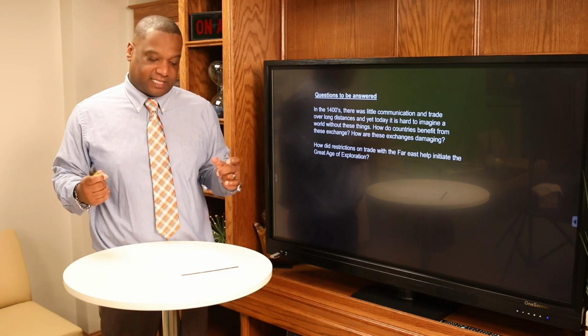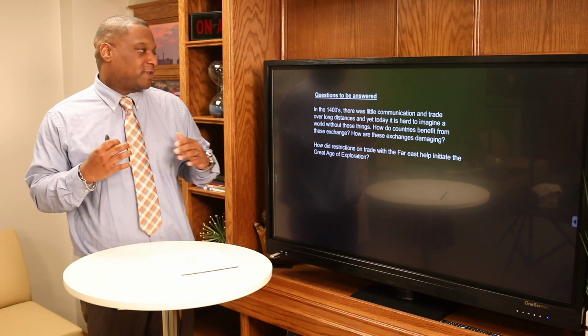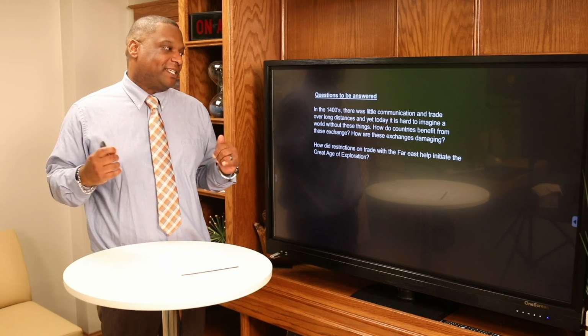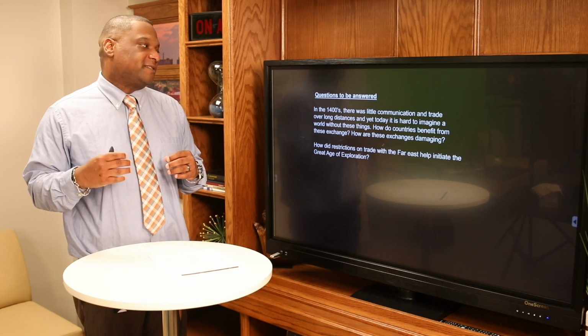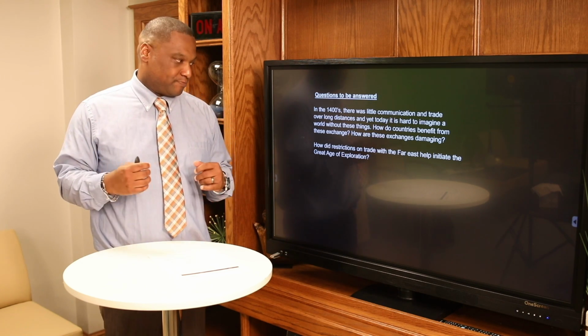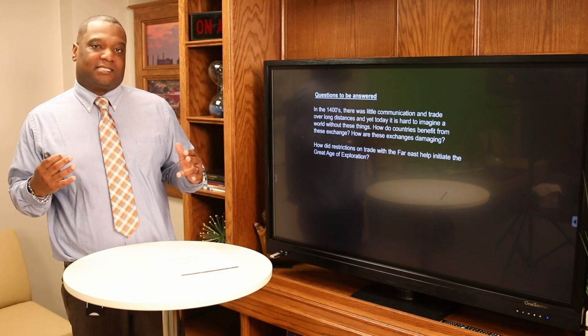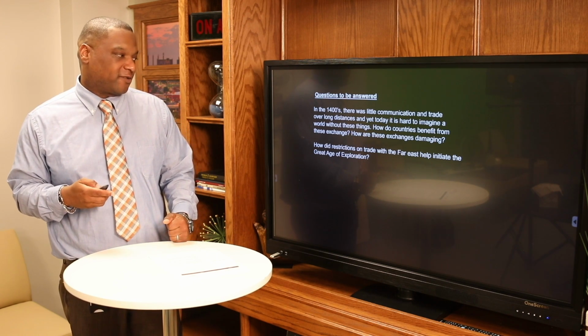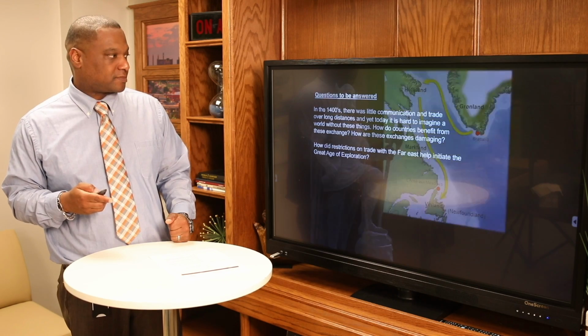In the 1400s, there was little communication and trade over long distance, yet today it is hard to imagine a world without these things. How do you think countries benefit through these exchanges? How are these exchanges damaging? How do the restrictions of trade to the Far East help initiate the great age of exploration?